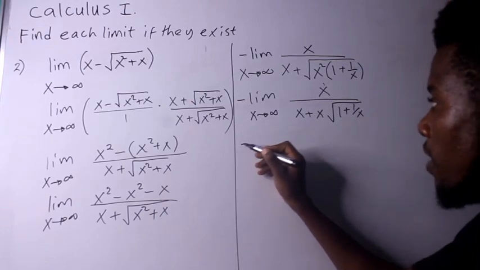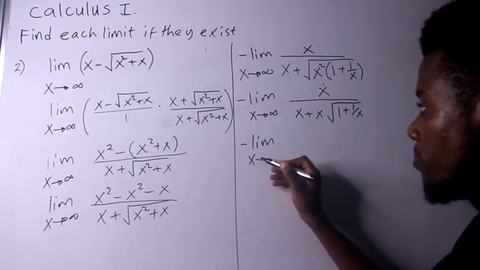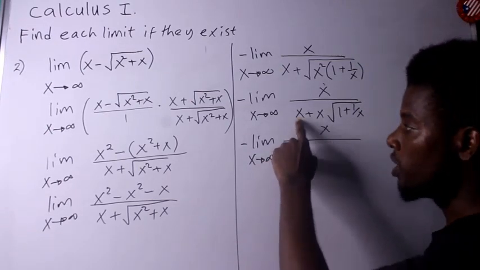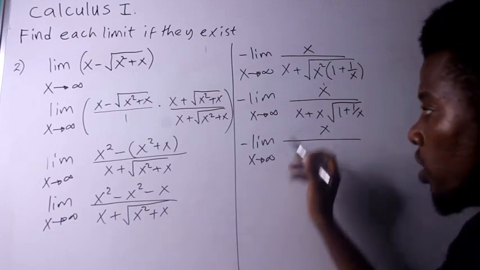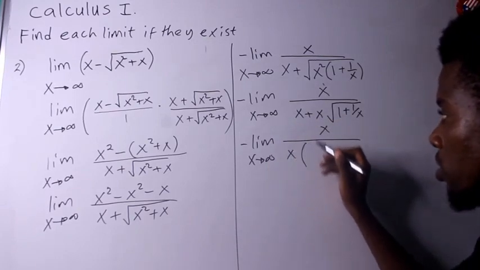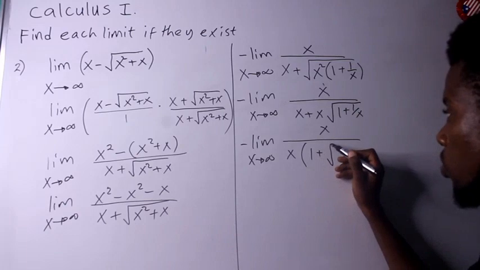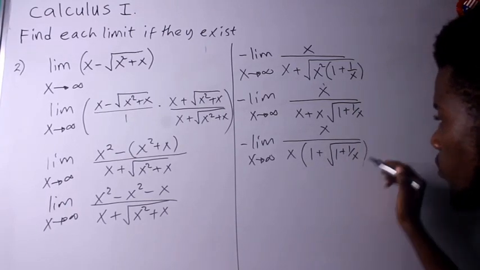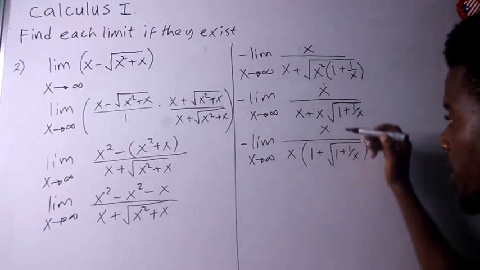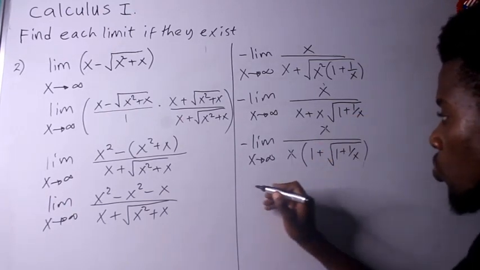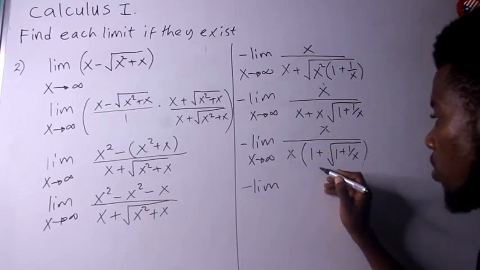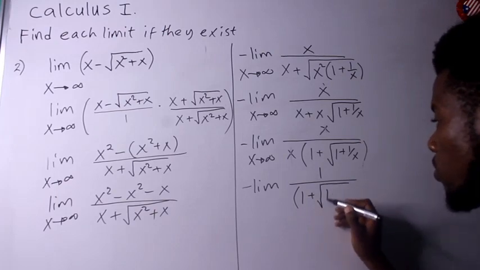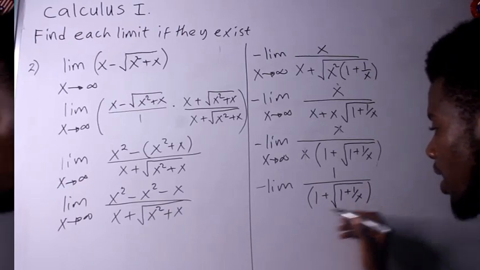So if we do that, we have minus the limit as x approaches infinity of x over, we can factor out an x from here. So we factor out an x from here, we have x, parentheses, it will be 1 plus the square root of 1 plus 1 over x. And if we do this, we will realize that this x and this x will cancel out. So we have minus the limit of 1 over 1 plus the square root of 1 plus 1 over x as x approaches infinity.